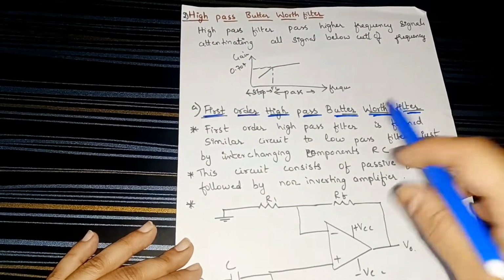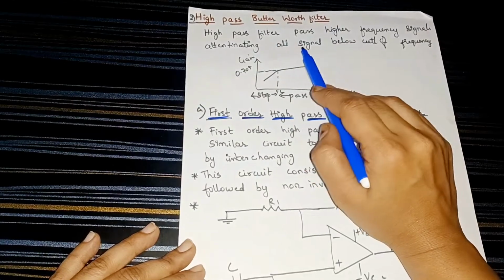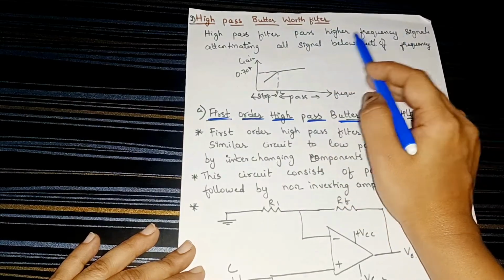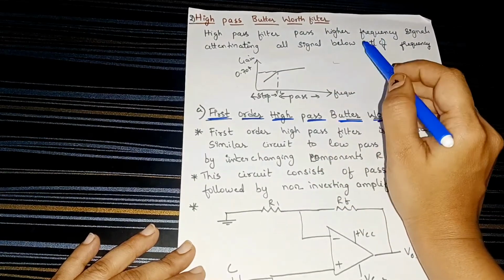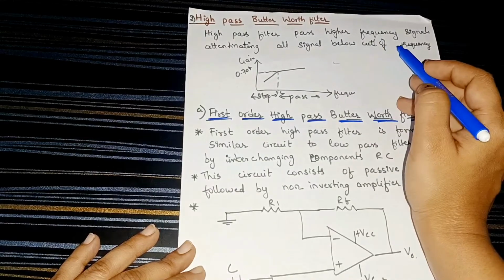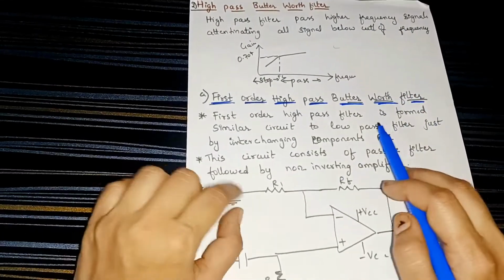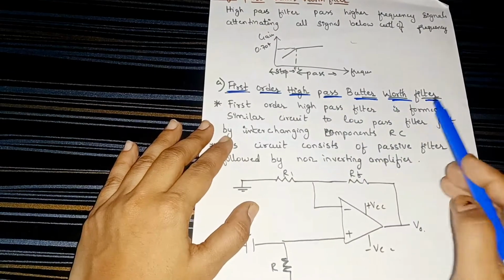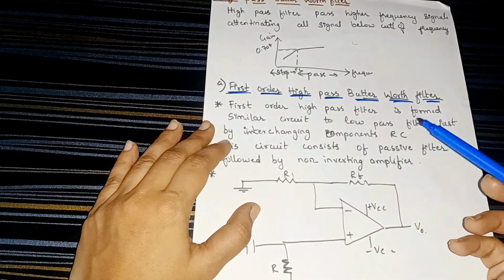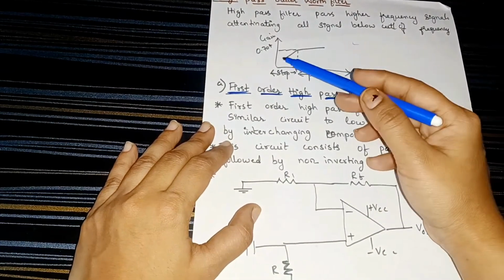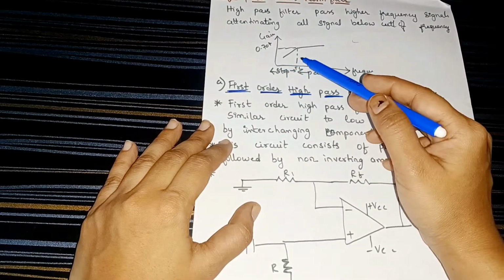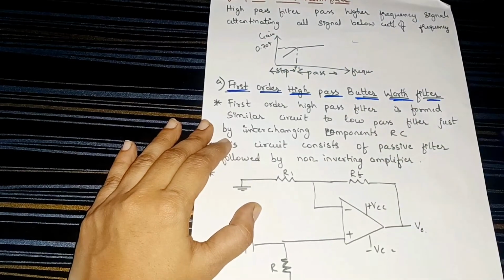And next we have the high pass Butterworth filter. The high pass Butterworth filter passes the higher frequencies and blocks the signal below the cutoff frequency. Here also we have a first order high pass Butterworth filter. It will reject all the low frequencies and pass all the higher frequencies.